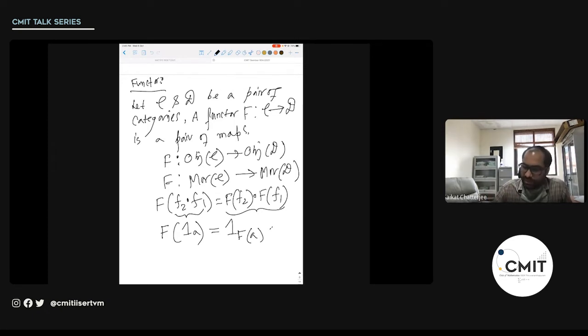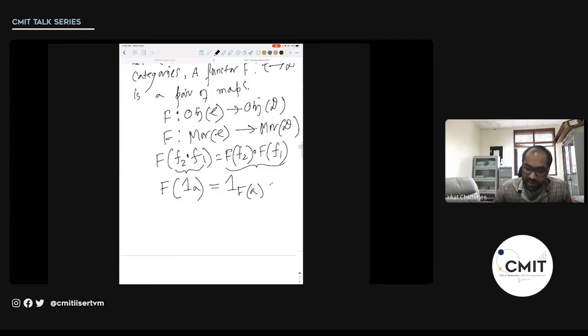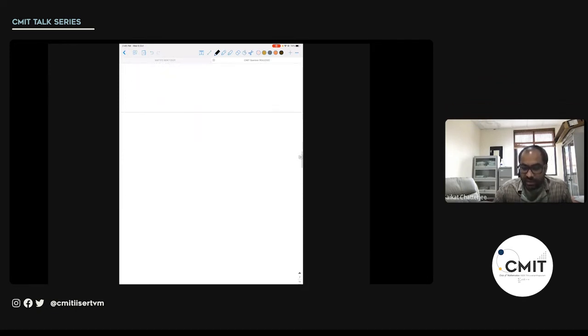There is something even beyond functors called natural transformations, but let us not go into that at the moment. Probably in the latter stage of this talk we may need them, and then we will introduce them. So this is a functor, which defines a map between two categories.